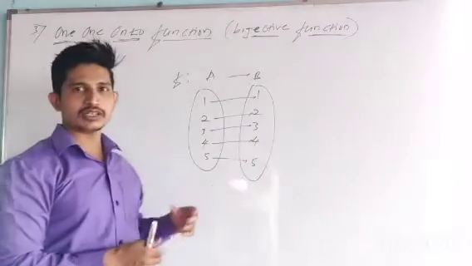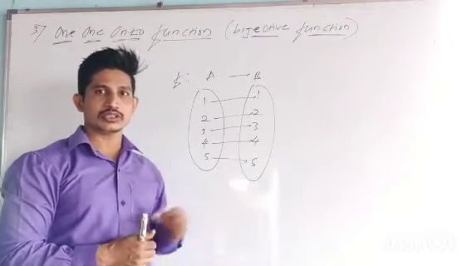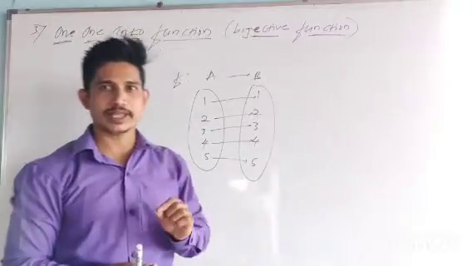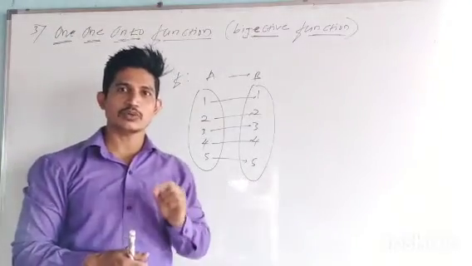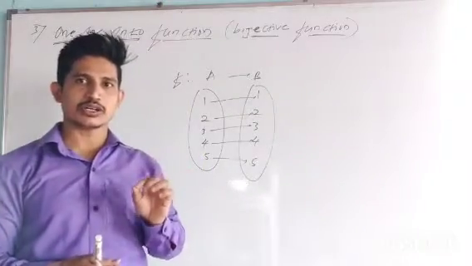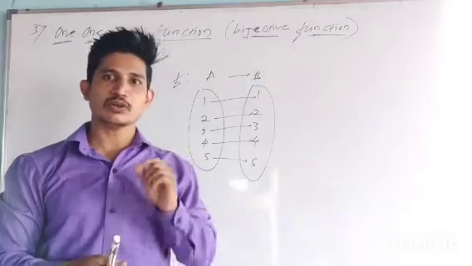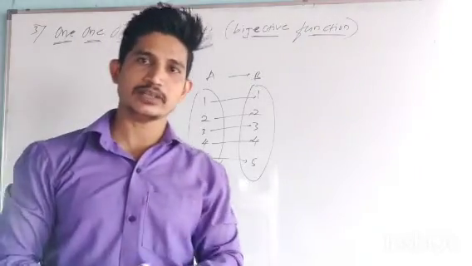So this function is 1-1 also, and this function is onto also. Then the function is called bijective function or 1-1 onto function. If the function is both 1-1 and onto, then the function is called 1-1 onto function or bijective function.